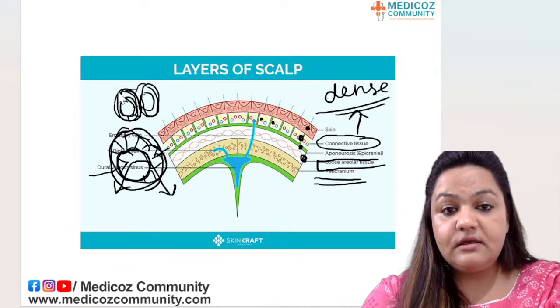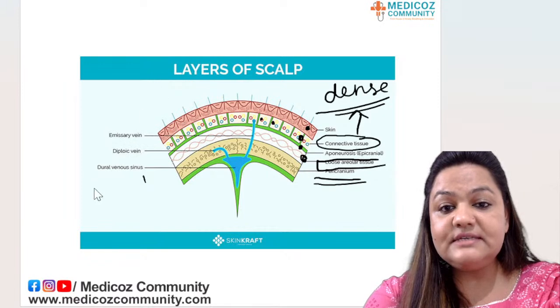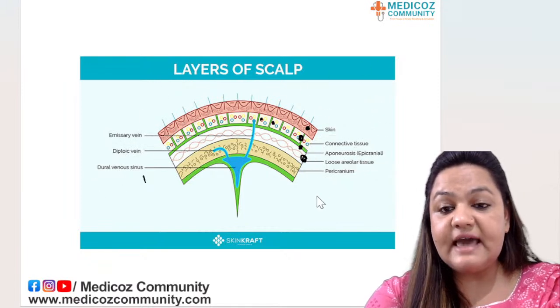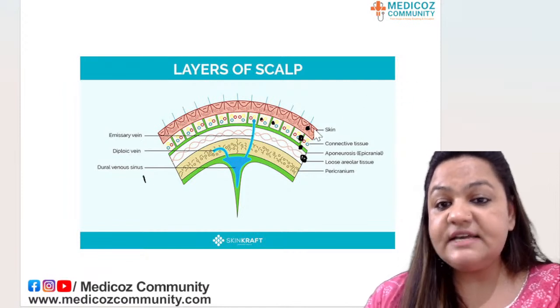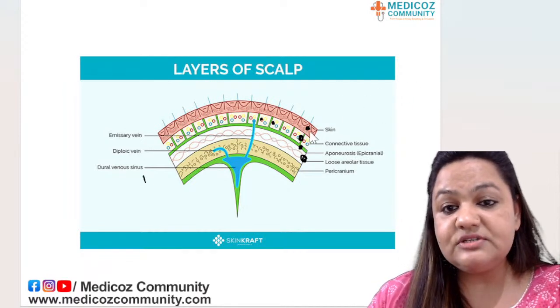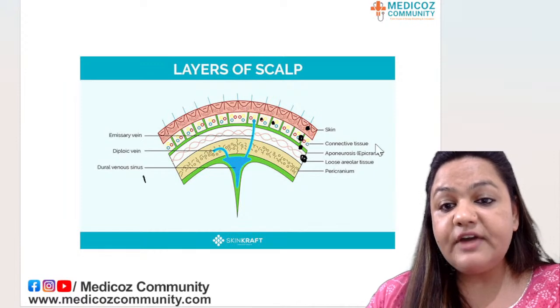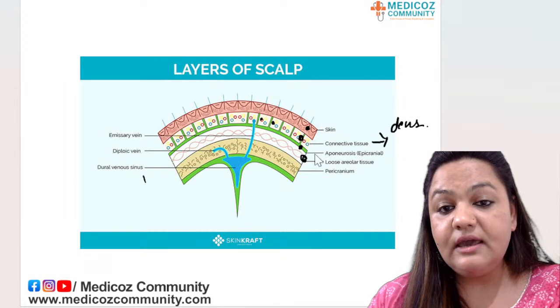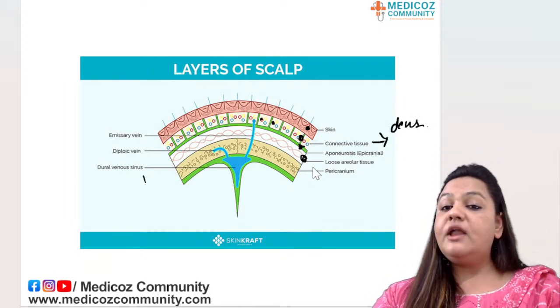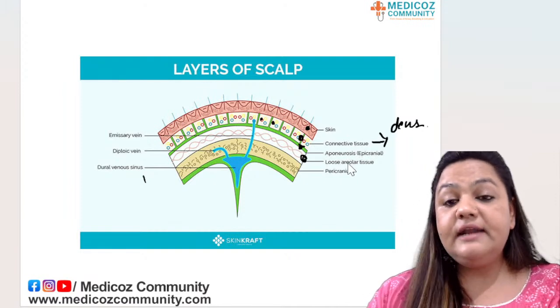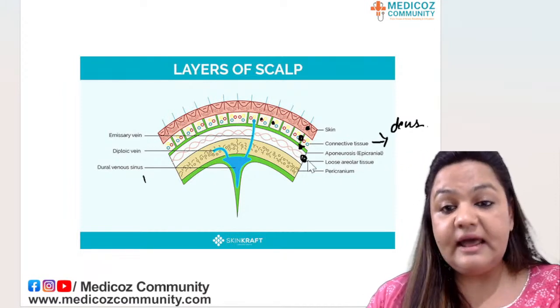Yes, so in this diagram you can see we have 5 layers of the scalp. It starts with the skin as the first layer, which has hair follicles and sweat and sebaceous glands. Then we have a layer of dense connective tissue. And then we have an aponeurotic layer, which is called the galea aponeurotica. It is present between the occipitofrontalis muscle.